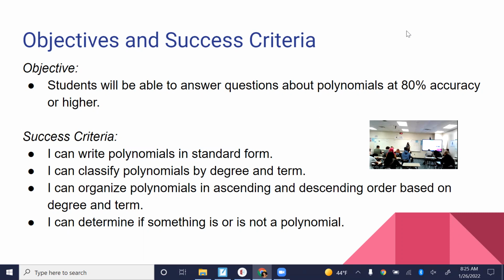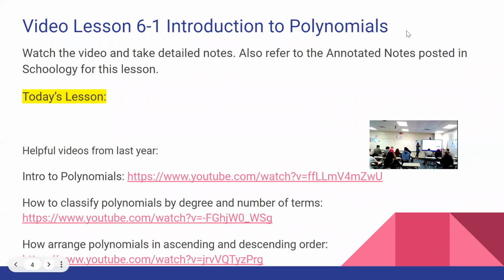Today's lesson I do not think is difficult. It's mostly vocabulary, and it's the introduction to polynomials. So that's what this whole unit is about. You'll learn what polynomials are, how to write them in standard form, how to classify them by degree and term. On your test, I know it'll ask you to list them from least to greatest based on degree, or list them from least to greatest based on term. So that's something that you'll have to be able to do. So a little bit more vocab based today.